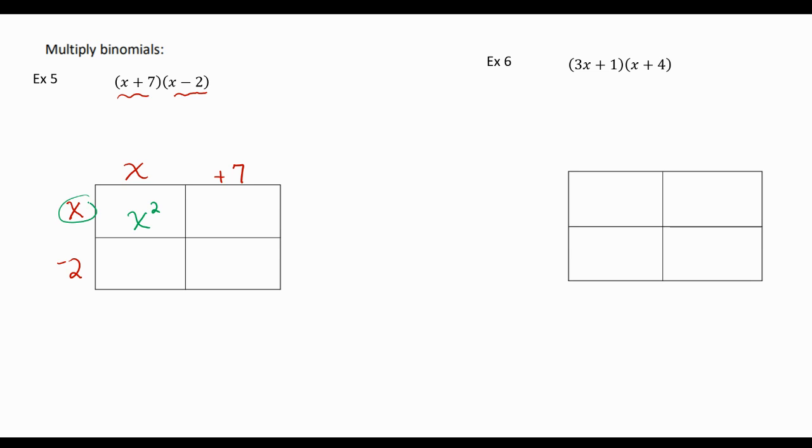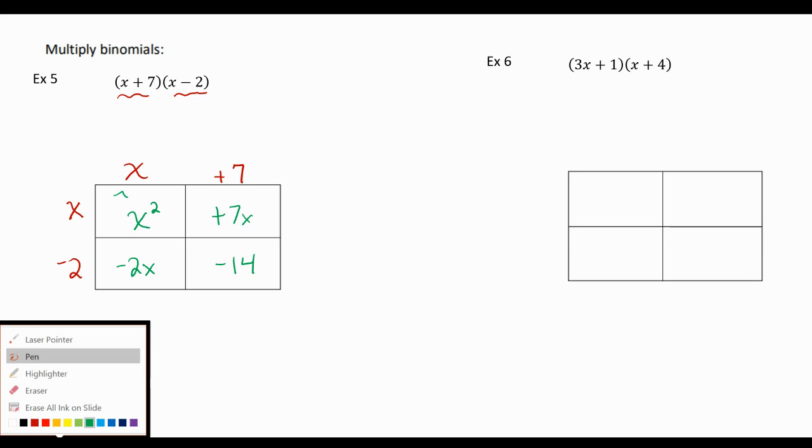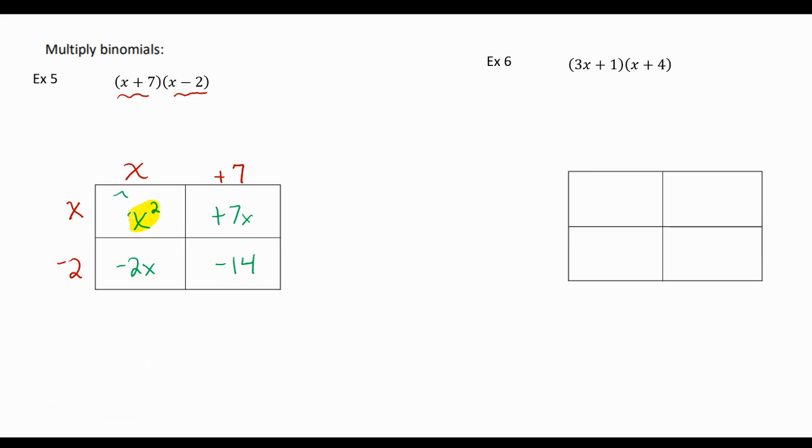And then you take the x and you multiply it to the positive 7. That would be a positive 7x. And then you take the negative 2 and you multiply it to x, and that's negative 2x. And then you take the negative 2 and you multiply it to the positive 7. That would be negative 14. So I think the easiest way to do this is to call this the front and this the back and add up the diagonal.